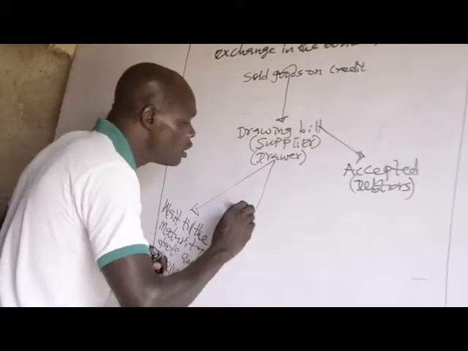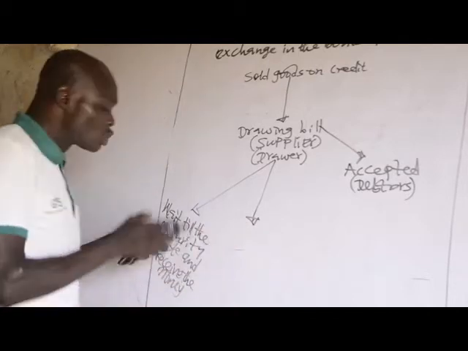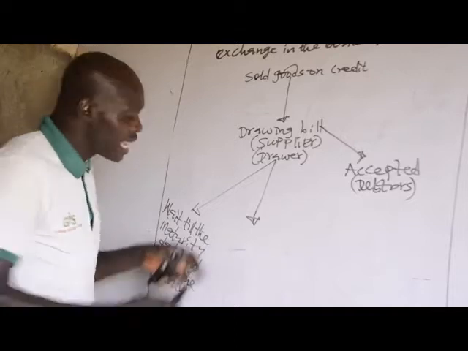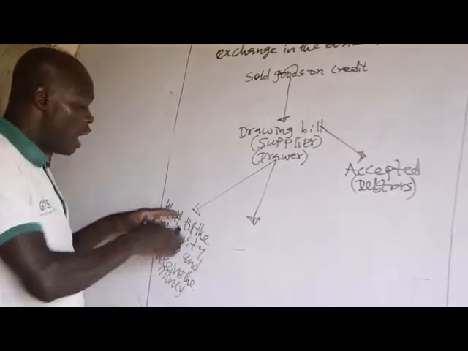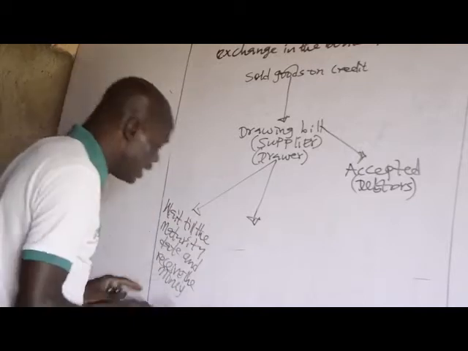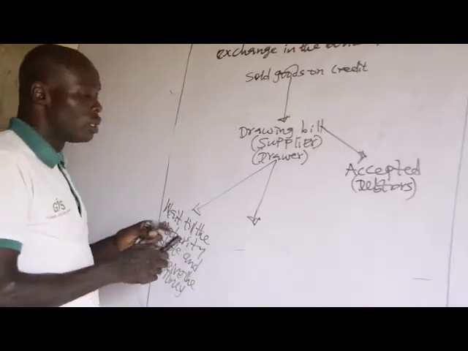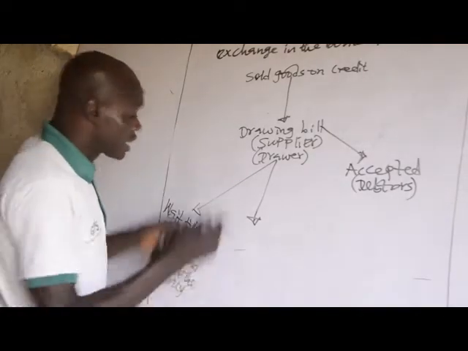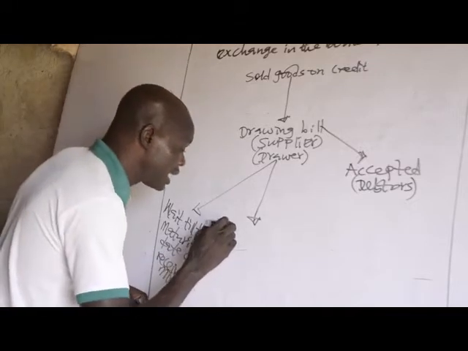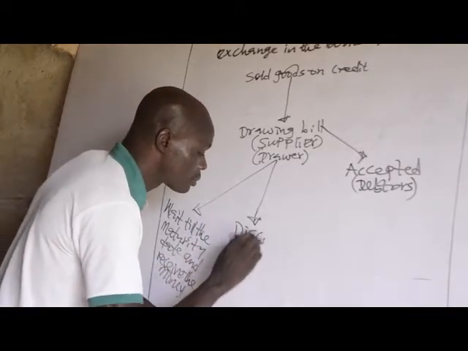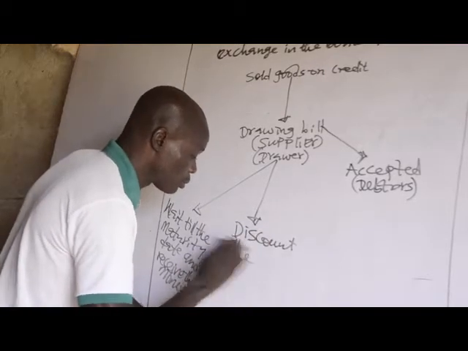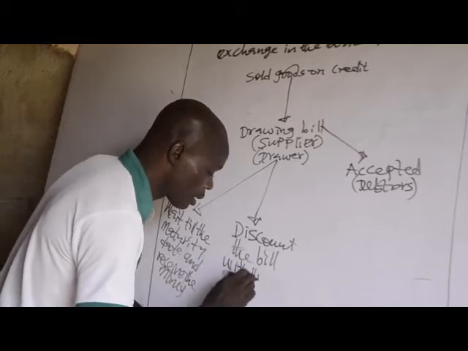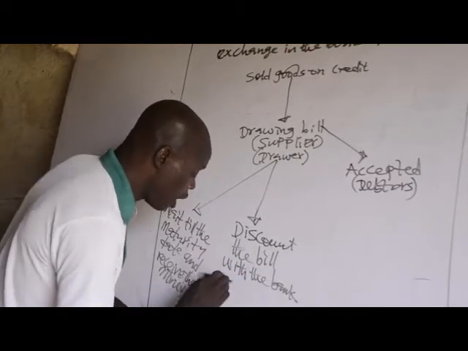The second option is that where the drawer, where the seller is in need of the money immediately, where they are in need of the money urgently, he may not be able to wait till the maturity date. So he may take the bills to the bank or discount house and discount the bills.